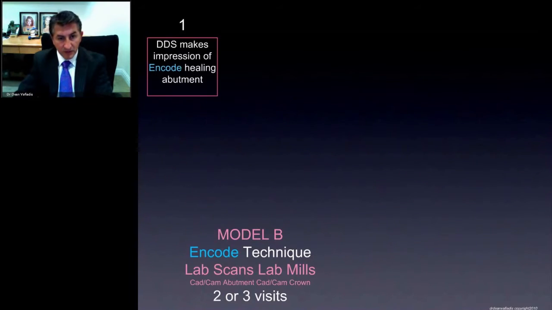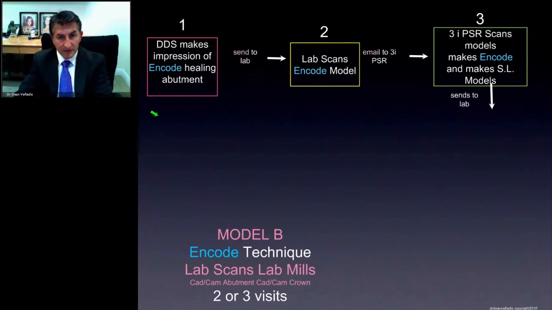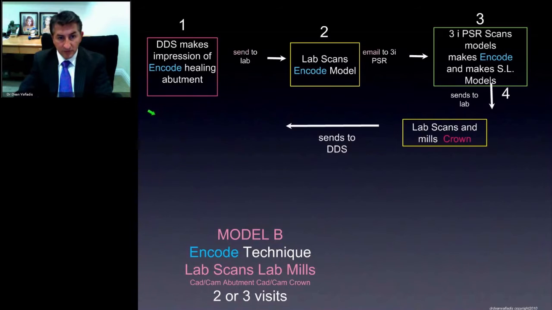Model B would be an encode technique, which basically is we're going to make an impression of the encode. We're going to take a final impression of that if we don't have a scanner. Send it to the lab. The lab's going to scan it for us. And then the 3i facility is going to pour the model, make the SLA models, send it back to the lab. Lab can scan the crown, mills it, and gives it to the dentist.